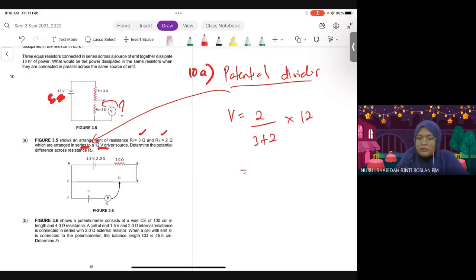Tak perlu tulis formula. Yes, because formula is given, so you don't have to do. Kalau you follow formula, tak dapat markah pun. Sebab formula is given. Formula dia adalah, apa tadi formula dia? Sama dengan R over R total, V total. Tak nak tulis formula pun tak ada masalah.